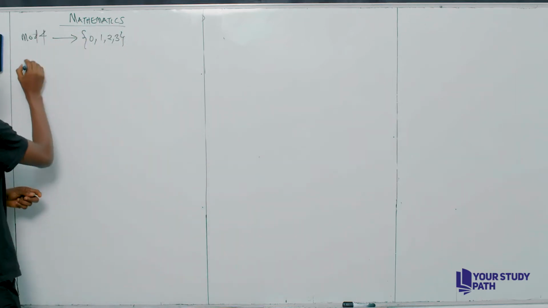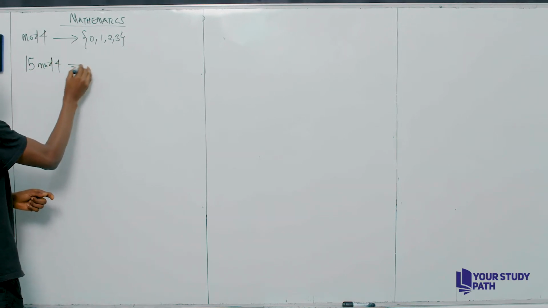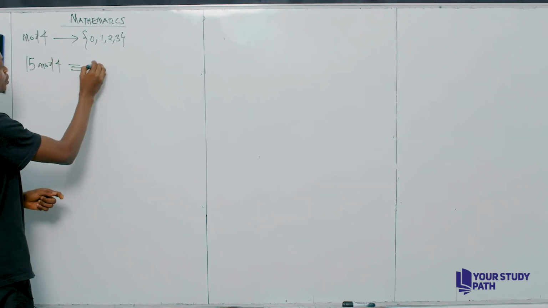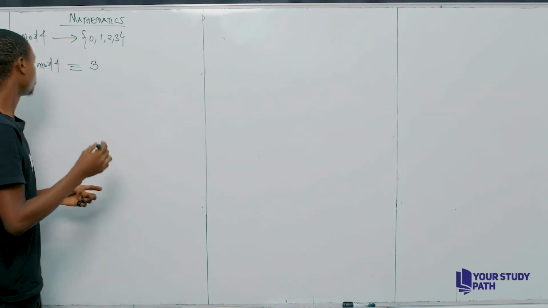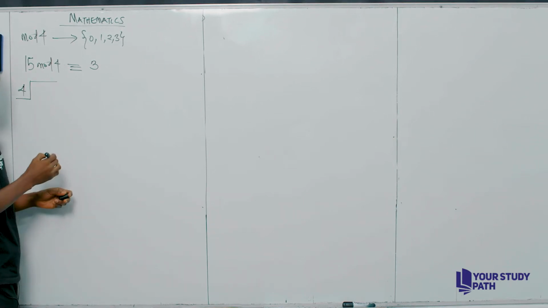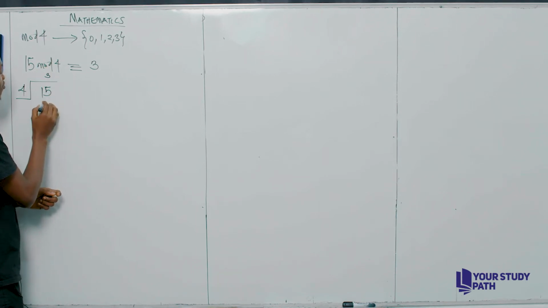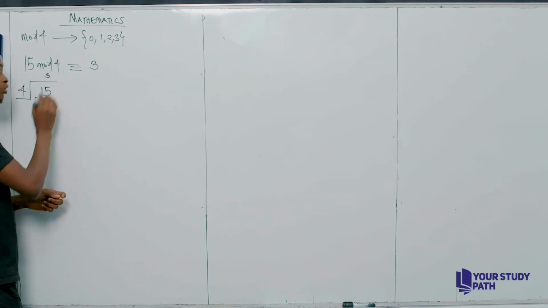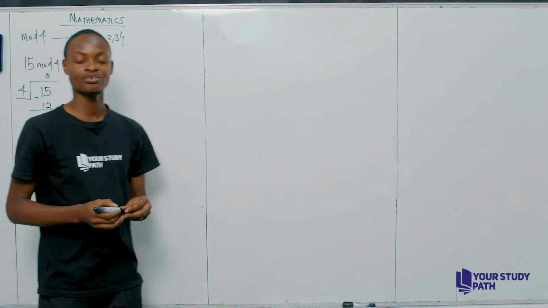For instance, if we were to pick 15 mod 4, then this would be equivalent to 3. We talked about the fact that we could calculate that equivalent value using long division, where the modulo value is outside and the number is inside. Then you divide normally, the quotient comes on top, and the remainder is your equivalent value.